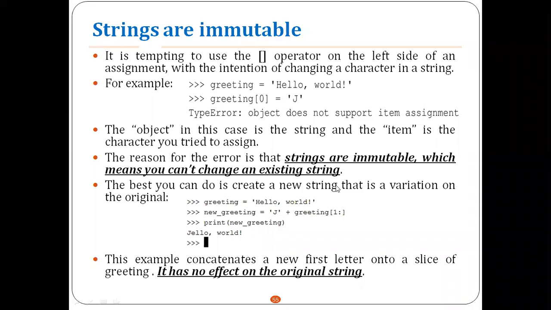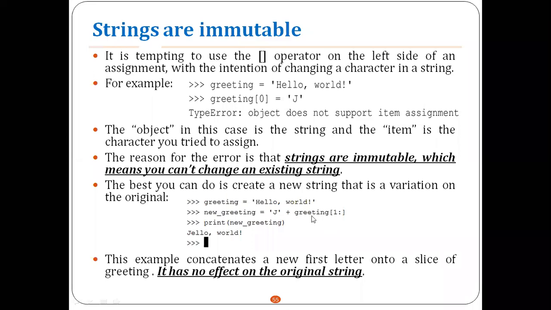To avoid this, if you want to make any changes to an existing word, the best option is to use the concatenation operation. So look at this example. The same thing has been done with a different approach. Here greeting is equal to hello world, as usual. Then I just want to append a j as the first character, followed by the rest of the characters.